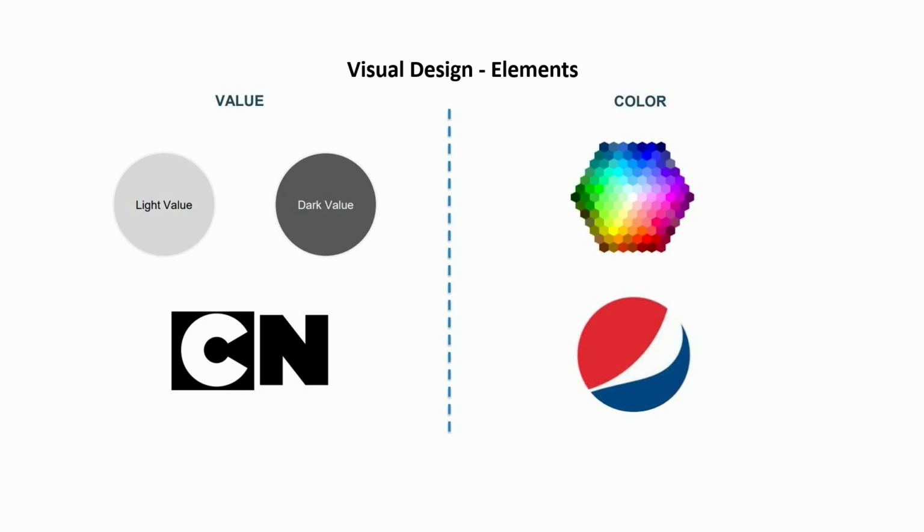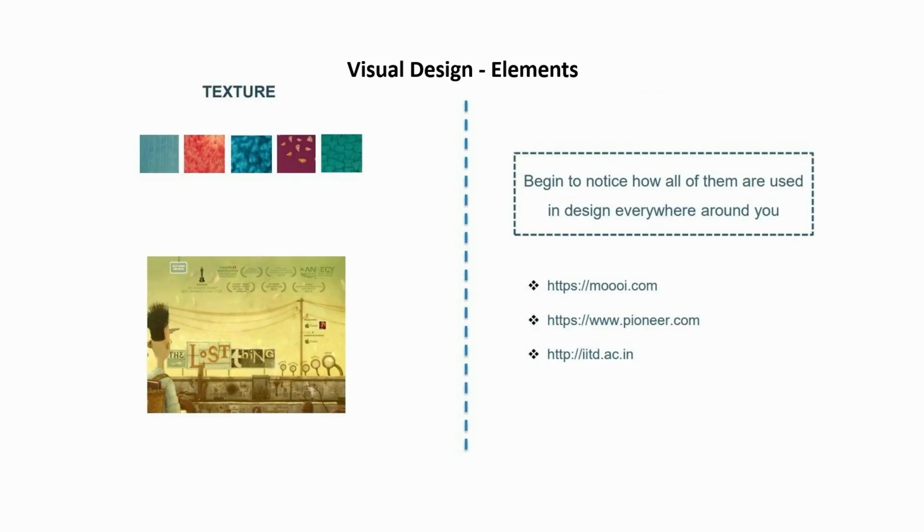The next one is color. So color is a very common example, is this particular logo of Pepsi, which is basically you have this red and the blue, right, in a certain shape and form, and just the colors are demarcating it.